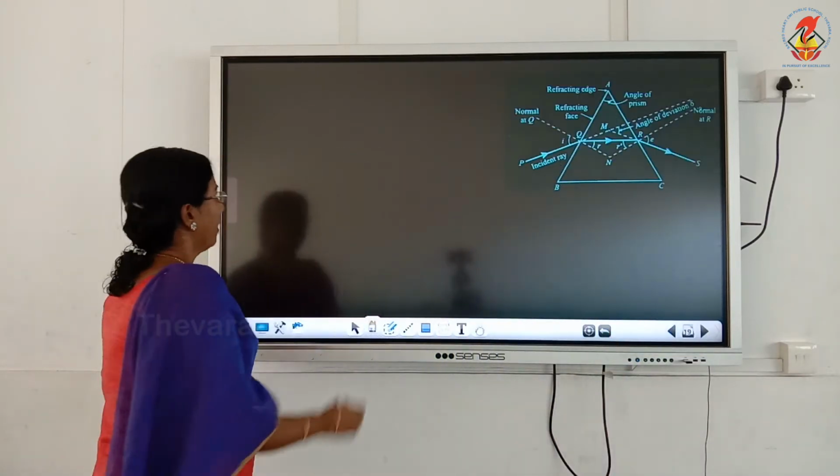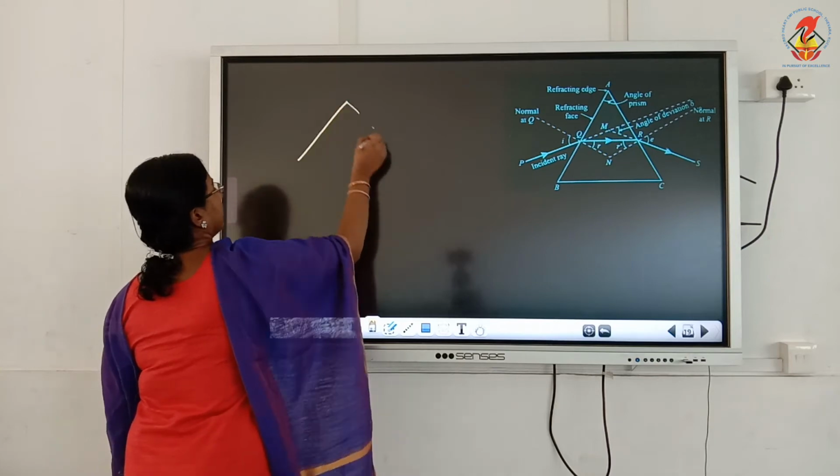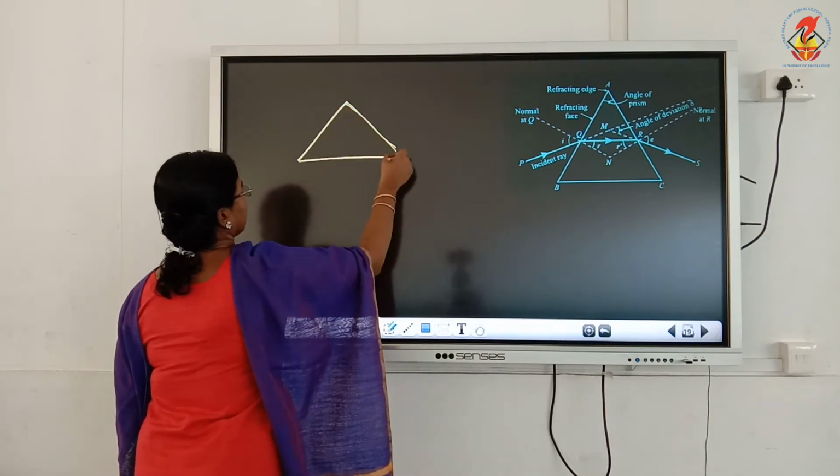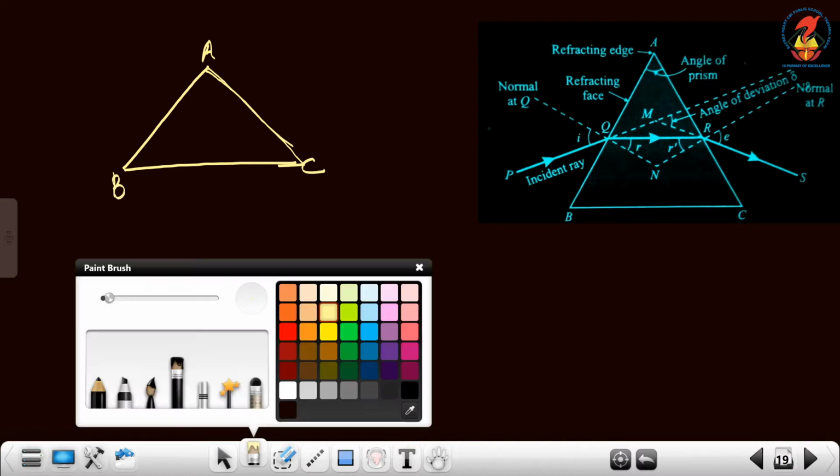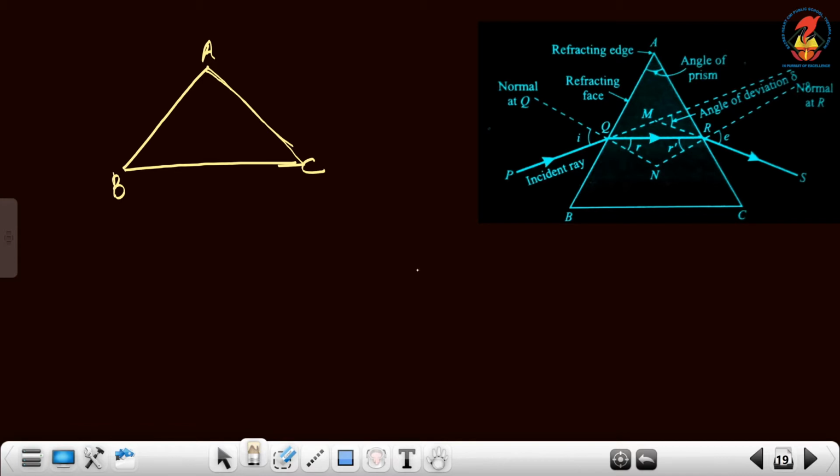So imagine we have a prism A, B, C, and a ray of light is incident on the face AB of the prism at point Q. So PQ is our incident ray. Now, what happens when a ray of light is incident on a rarer to denser medium interface? It gets refracted, reaches another face, the face AC at point N, and again it gets refracted. Okay.